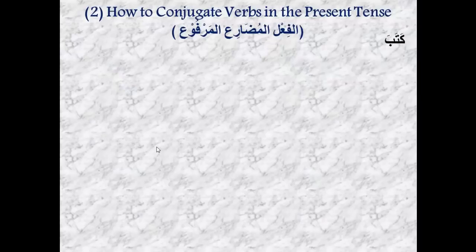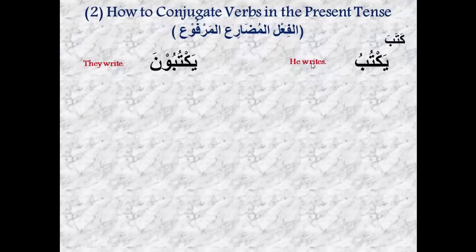Example number 2. Kataba, which means he wrote. In the present tense, it becomes yaktubu. Again, note the change in the middle vowel from fatha to a dhamma. This must be memorized. Yaktubu, which means he writes. They write. We add the una. Yaktubuna.